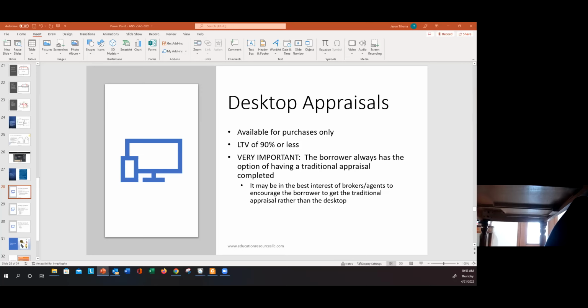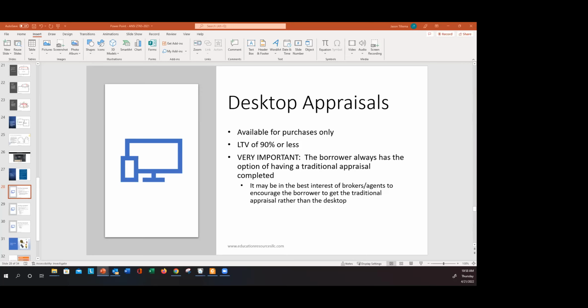It's not always the case. And again, it's probably going to be in the best interest of brokers and agents to encourage that borrower to get the traditional appraisal rather than doing the desktop. Yeah, it probably will take a little bit longer, but at that point, you've got an appraiser in the home actually seeing things and doing things the way that they are really most comfortable with doing it.